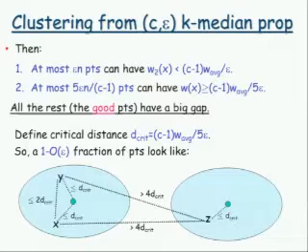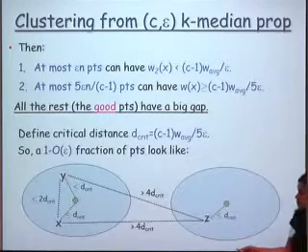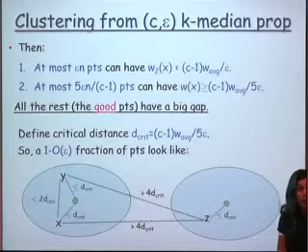Now, we also know that any good point is at distance at least 5 times D critical from any other center. And so again, by triangle inequality, this implies that the distance between any two good points in different clusters is at least 4 times D critical.